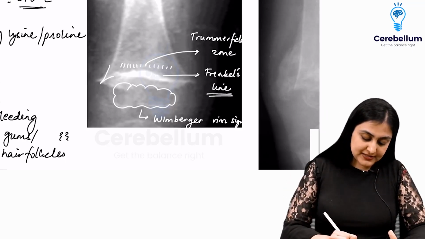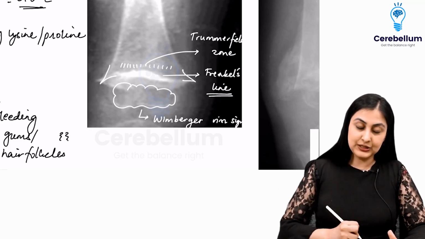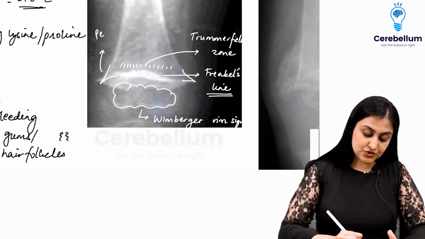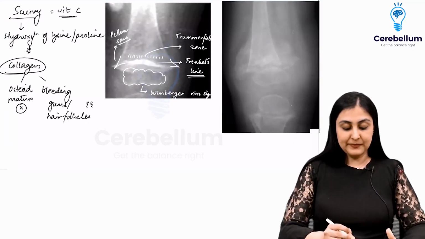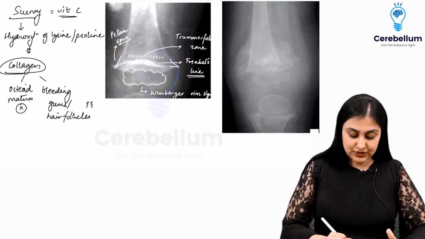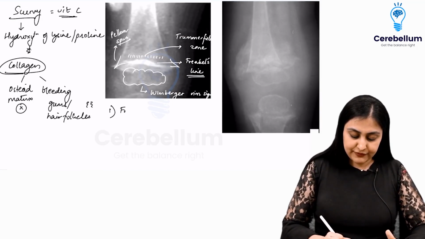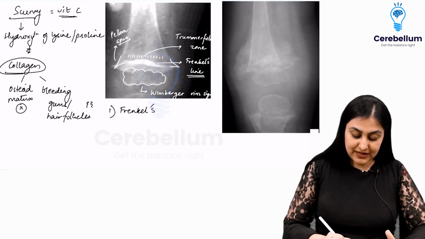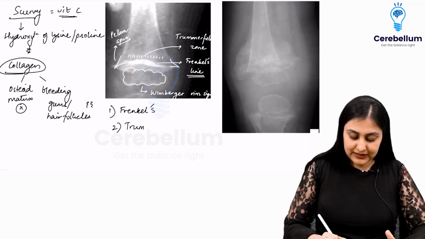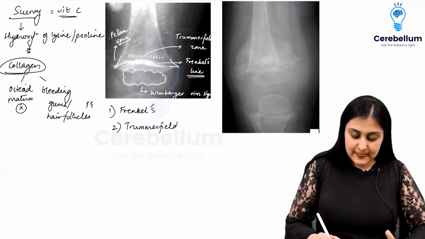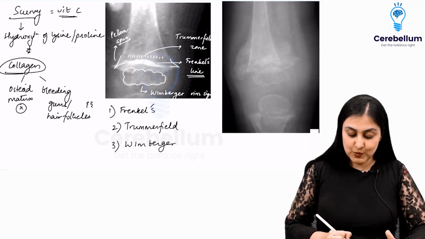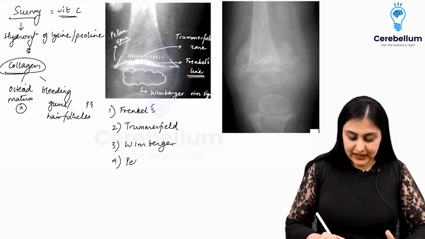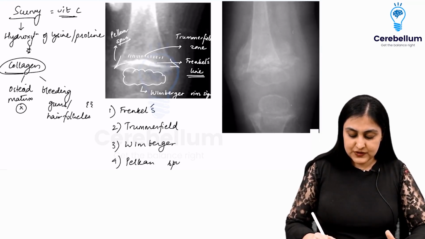Fourth sign here is this spurring. There is a triangular spur at the metaphysis which is called Pelkan spurs. So you have Pelkan spurs. So there are 4 named signs that you want to remember. Just to recapitulate for you, we have Frankel's white line of the metaphysis. You have the Trümmerfeld lucent zone which is there. You have Wimberger rim sign which is the epiphysis which is very well outlined. And we have the Pelkan spurs.